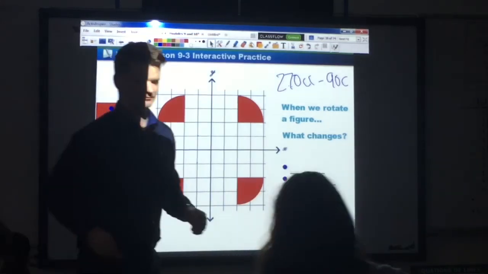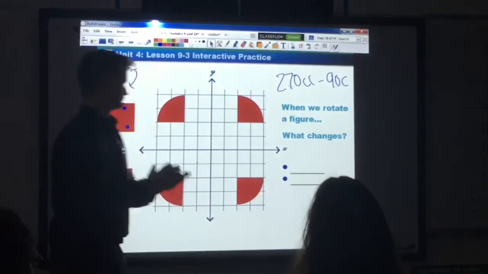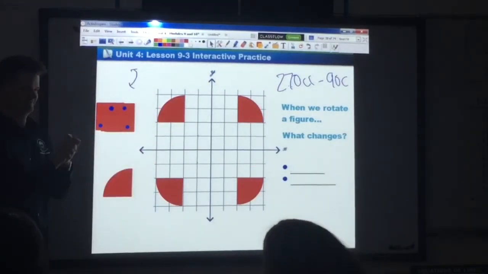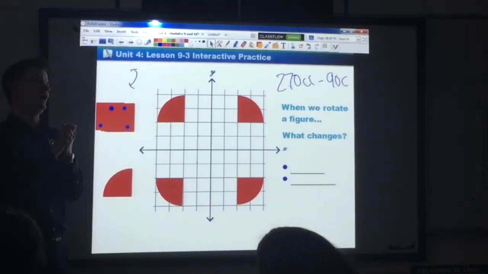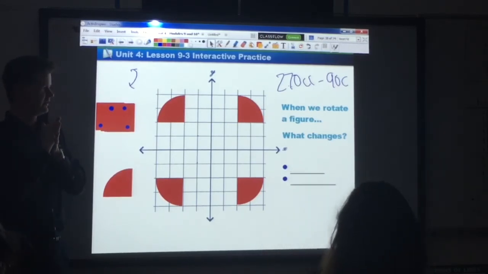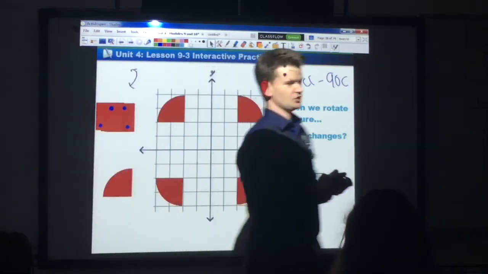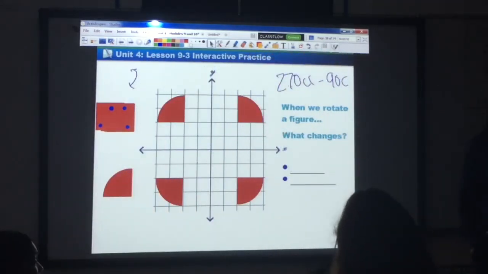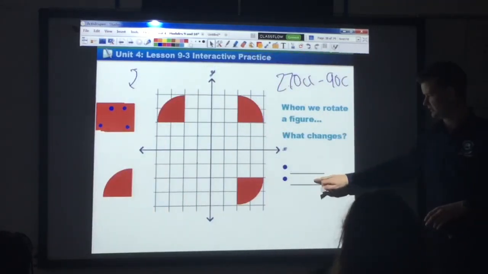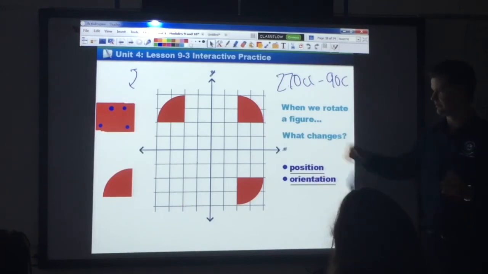Alright, let's see. Okay. Now, two quick questions. Let's go to coordinate. When we rotate a figure, what changes? There's two things there. Give me one of them. Orientation changes, that's one. What else changes? The position changes, let's see. Position, orientation, and somehow Miss Pena's figure disappeared.